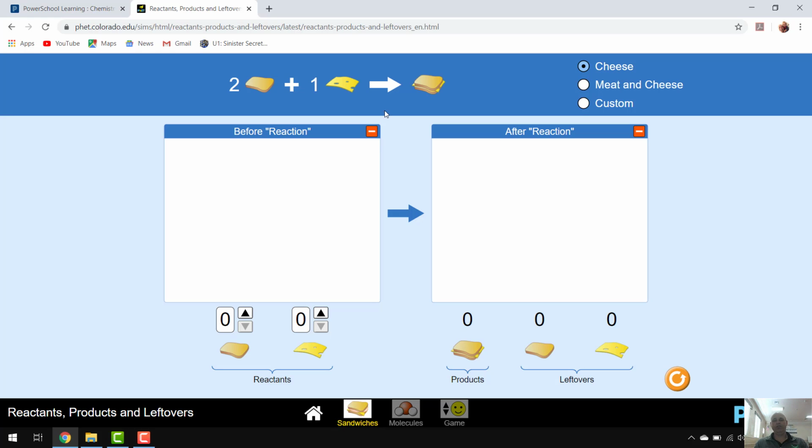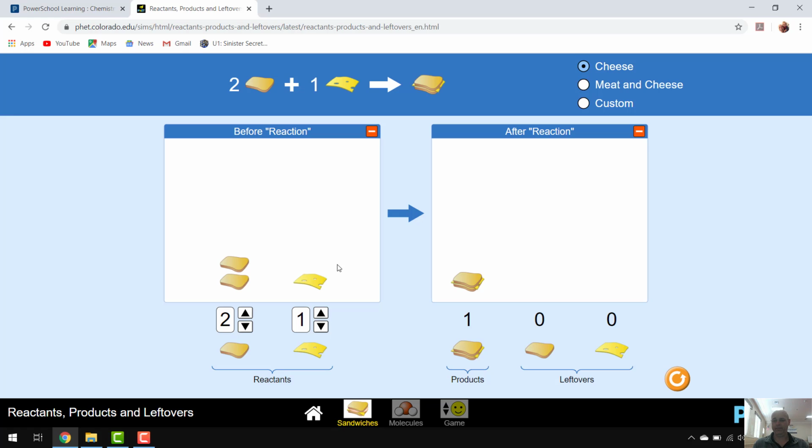So in this case, if you look up at the top here, it's telling me I'm going to make a cheese sandwich. I'm going to need 2 pieces of bread. I'm going to need 1 piece of cheese, and that will make a cheese sandwich. So I add 2 pieces of bread. I add 1 piece of cheese. Those are my reactants. Put them together, and I get my product, a cheese sandwich.